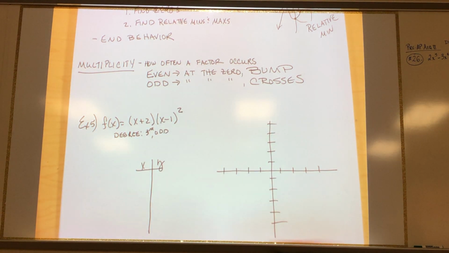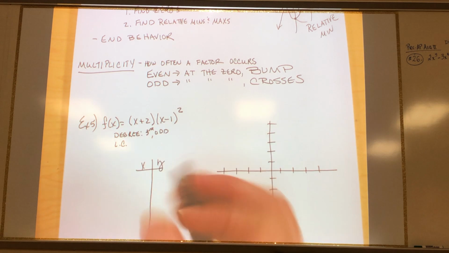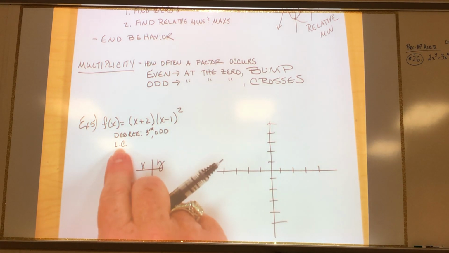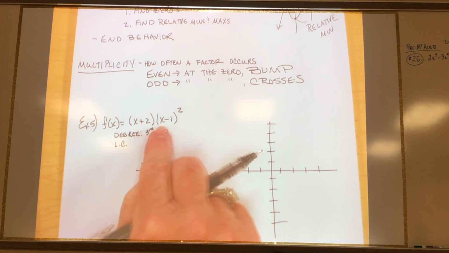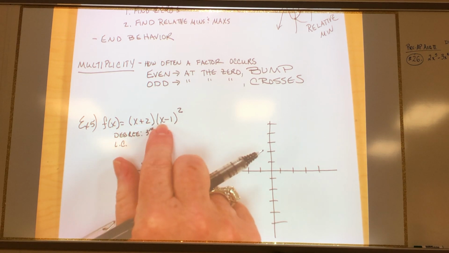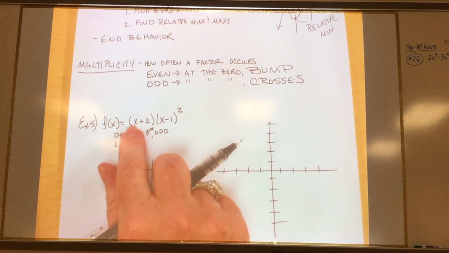Tell me what that tells you about his end behavior. They're going to be different, okay? What about his leading coefficient? Is it positive or negative? Look, when you square this, you get a positive x squared. When you multiply a positive x squared times an x, what do you get? A positive x to the 3rd, okay?